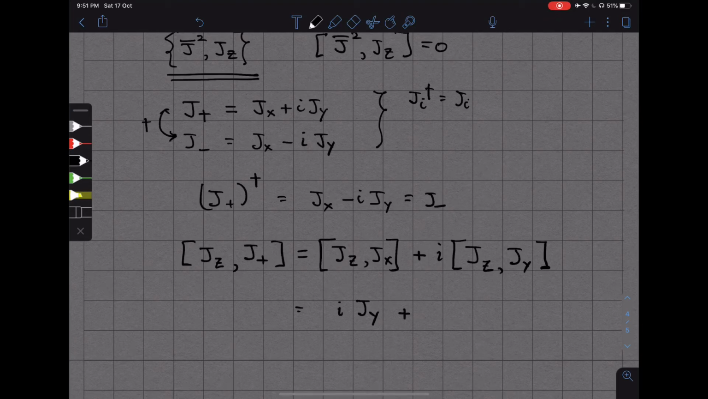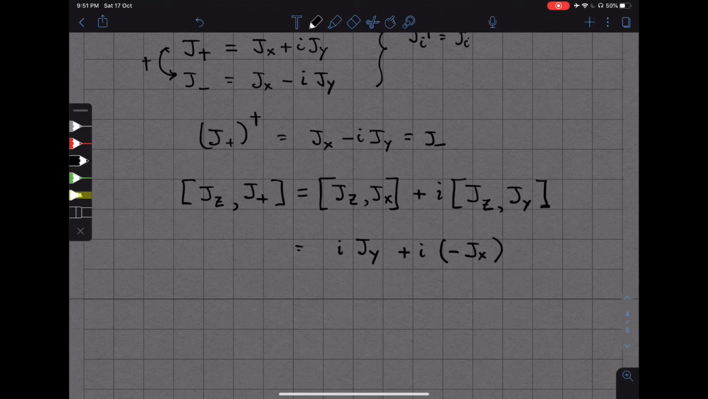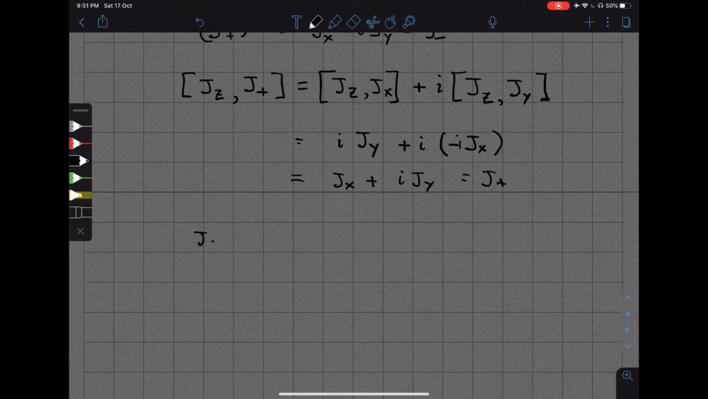And what is the commutator of Jz and Jy? Well, it is minus I times Jx. So that means that I can write this as Jx plus I Jy, which is nothing but J plus. So we have established that the commutator of Jz with J plus just gives me, again, J plus.